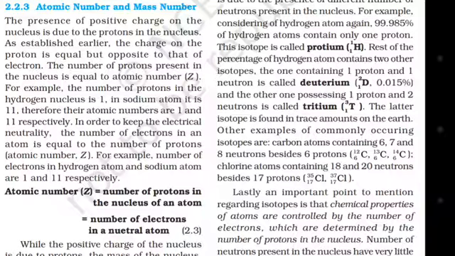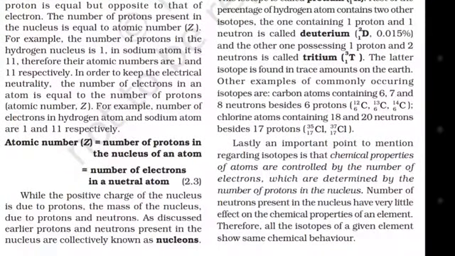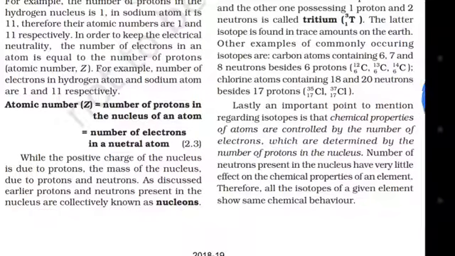In order to keep electrical neutrality, the number of electrons in an atom is equal to the number of protons, the atomic number Z. For example, the number of electrons in the hydrogen atom and sodium atom are 1 and 11 respectively. Atomic number (Z) is equal to the number of protons in the nucleus of an atom, which is equal to the number of electrons in a neutral atom.